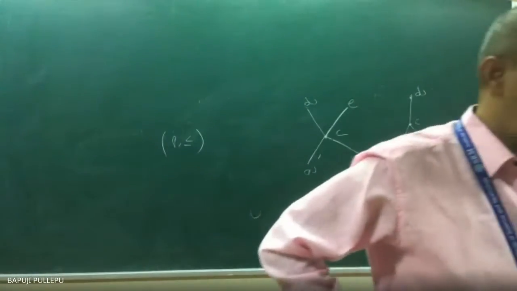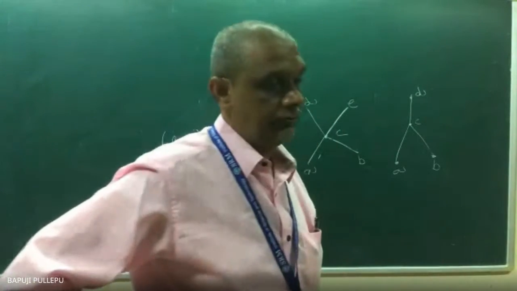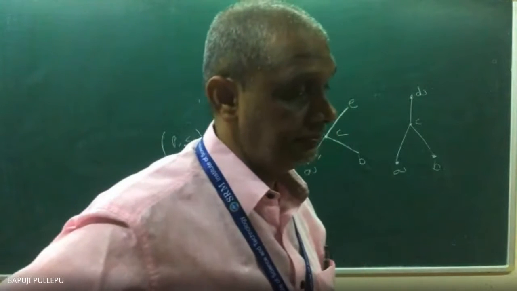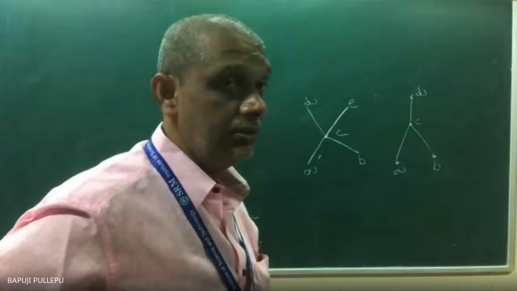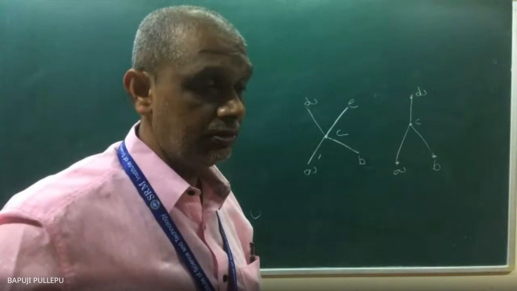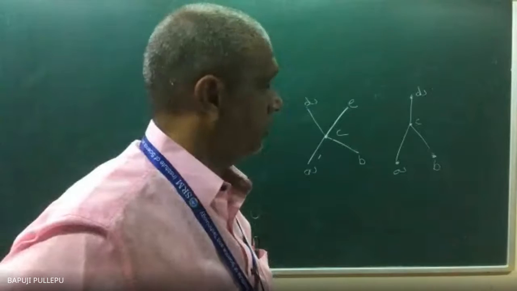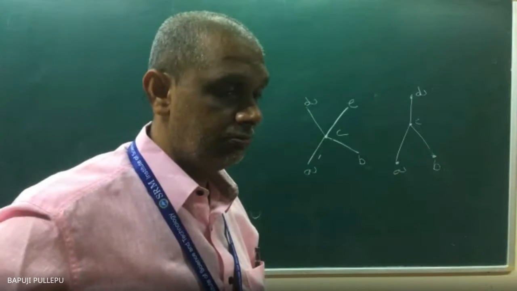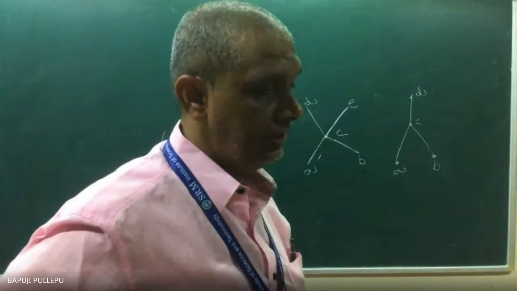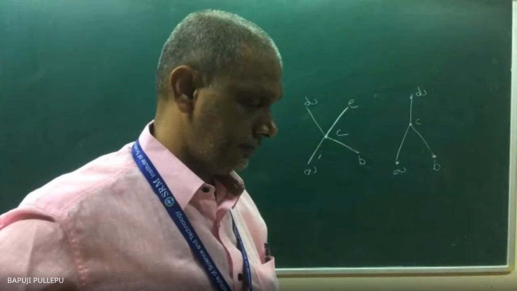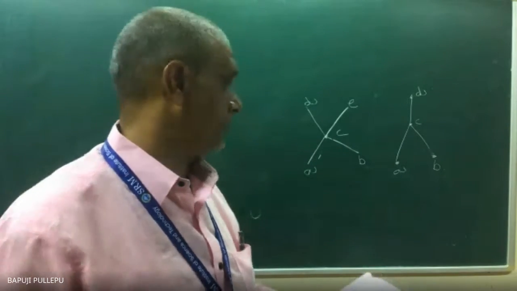Are you there or not? Who are the minimal elements? Second diagram: A comma C. A comma C. Check. A comma B, maximal elements: C comma D. Last element only, D only. Okay.